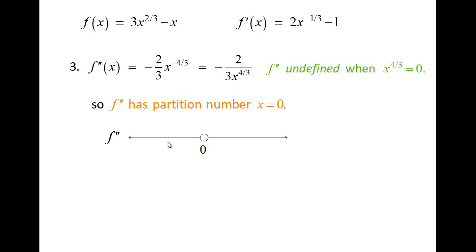So on the left side of 0, when x is negative, notice that the denominator is positive because of the 4th power here.